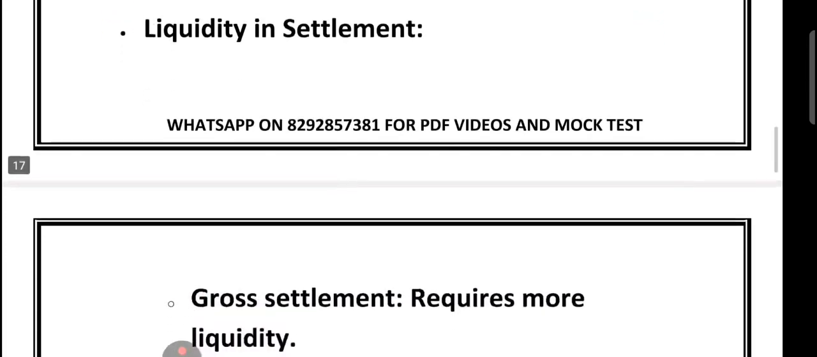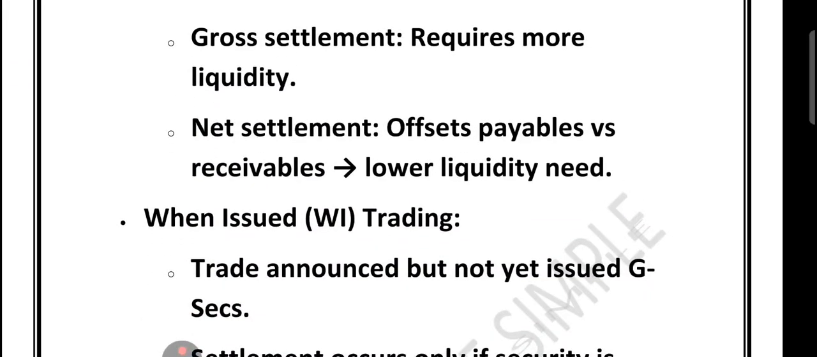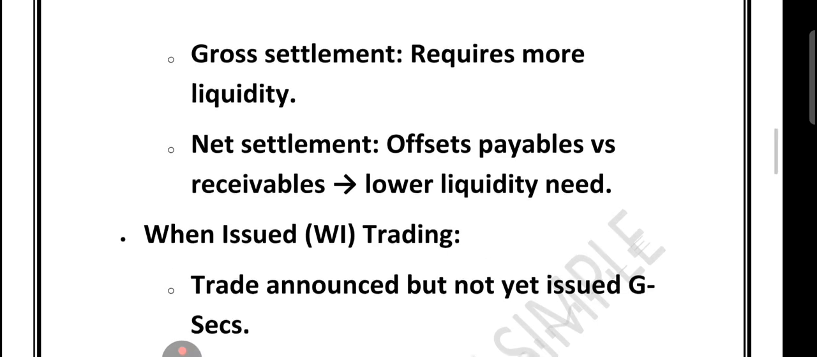So first of all, let's talk about the liquidity in settlement. There is something called gross settlement, which means each transaction is settled individually, and it requires more liquidity. Then we have the net settlement, which means offset payable against receivable. It reduces liquidity requirement. So remember, netting helps banks use less cash to settle the trade.